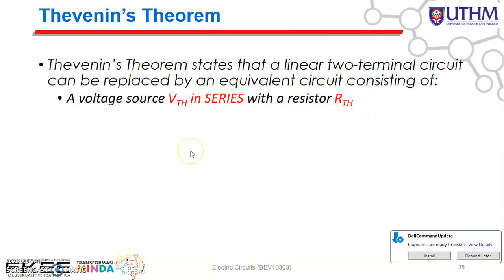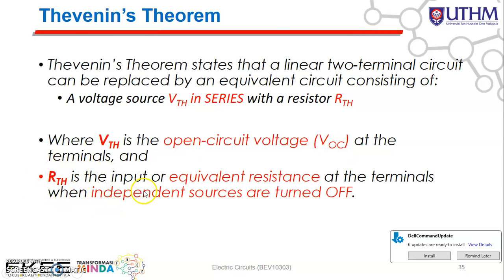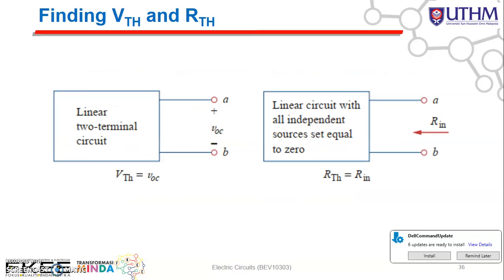Okay, so this is the definition of the Thevenin's theorem, where your VTH is the open circuit voltage at the terminals. Okay, and then the RTH is actually the equivalent resistance at the terminal when the independent source are turned off. Okay, so how to find the V Thevenin and the value of the R Thevenin actually? Okay, so first of all, you just remove your load. Okay, and then you find what are the voltage open circuit here. So the voltage open circuit is represent your V Thevenin.